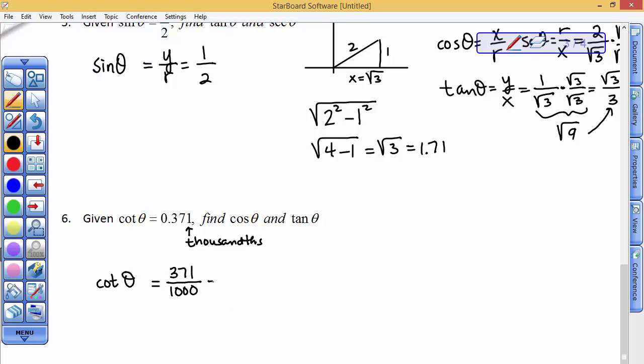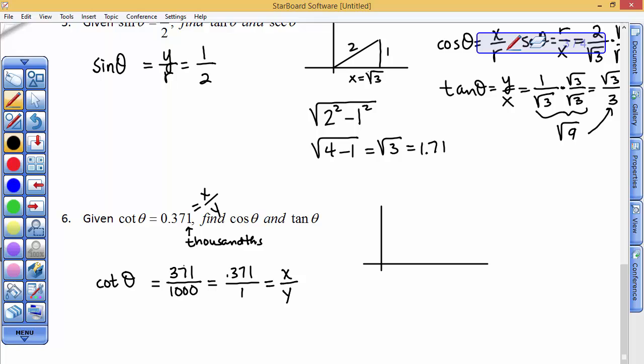You could also leave it as it is, 0.371 over 1. I mean, 1 in any denominator gives the original value as well. It's up to you. So if it's 0.371, just put it over 1. Or you can call it this. So again, we've got to draw a picture of this because I'm not very familiar with cotangent. Maybe you aren't. And so cotangent is defined as the reciprocal of tangent, which is x over y. So these values are x over y.